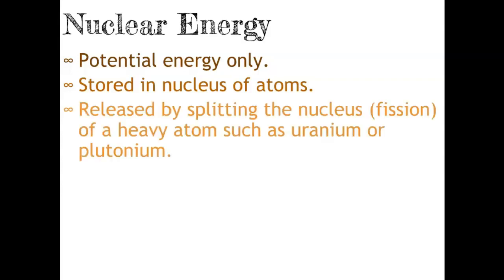Nuclear energy. This is another type of energy that's potential energy only. Stored in the nucleus of atoms. It has to do with the forces that actually hold the nucleus, the protons and the neutrons, together in an atom. Usually, we release this by splitting the nucleus of a heavy atom, such as uranium or plutonium. This is how we make bombs, and this is how we make nuclear energy. So there's some pros and cons here that we'll talk about later.